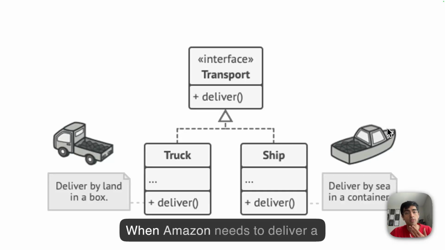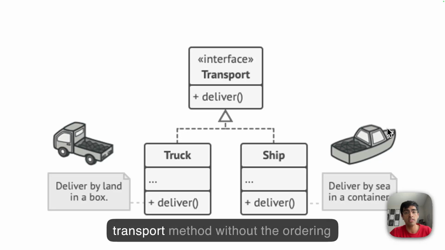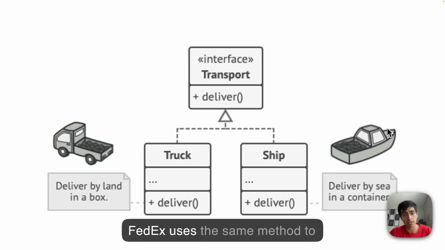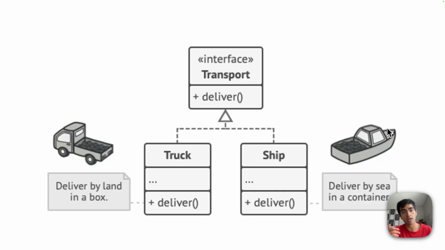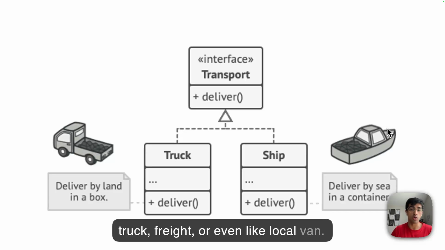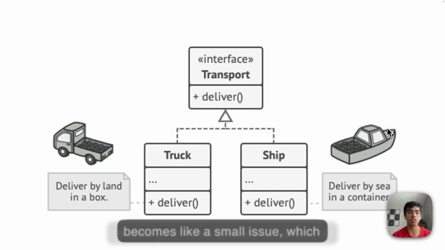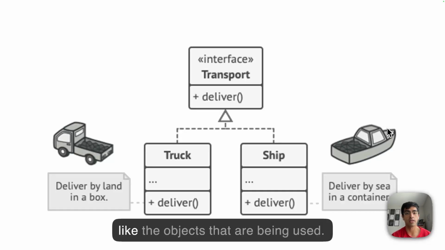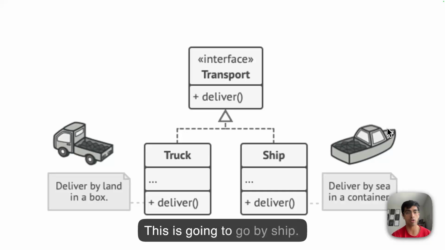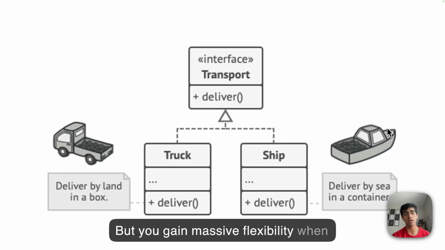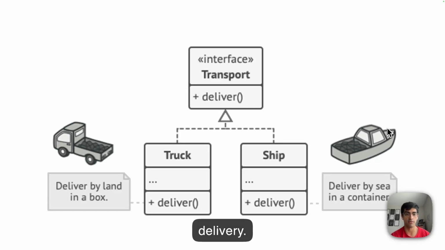Same with software. When Amazon needs to deliver a package, the factory decides the transport method without the ordering system caring about all those details. FedEx uses the same method to transport your packages either by truck, freight, or even local van. And factories add abstraction, which becomes a small issue, which means you're not directly in control of the objects that are being used. You can't actually say this is going to go by truck, this is going to go by ship, but you gain massive flexibility when new transport methods appear, suddenly needing to support drone delivery.